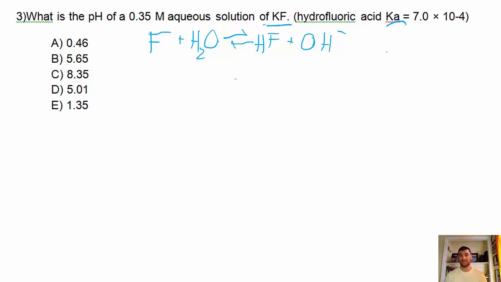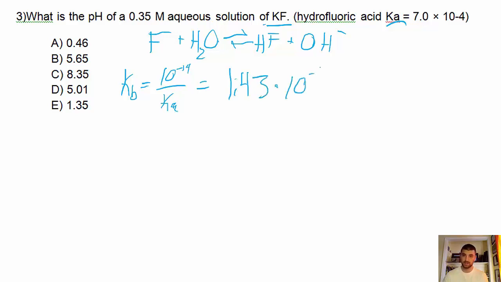So this is acting as a base, so we want the Kb. I know that Kb equals the Kw, which is 10 to the minus 14, over Ka. So let me solve what my Kb is first right now. I get 1.43 times 10 to the negative 11.